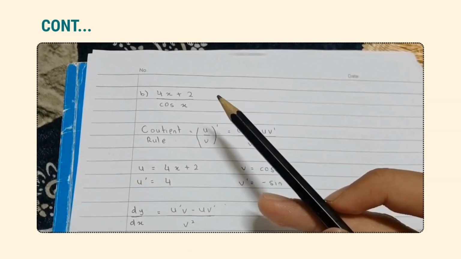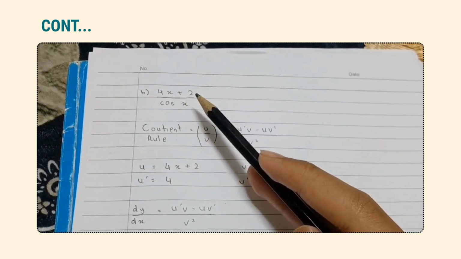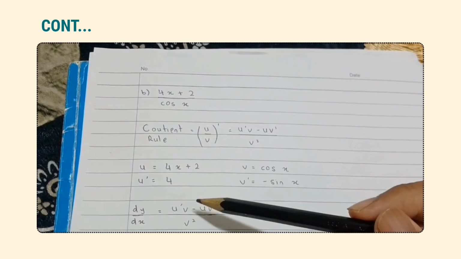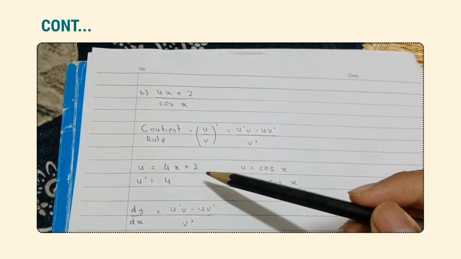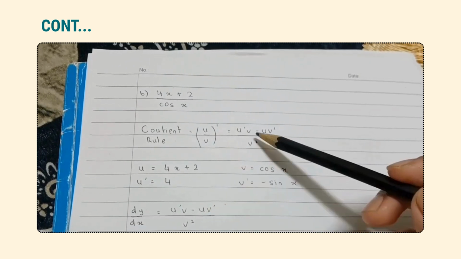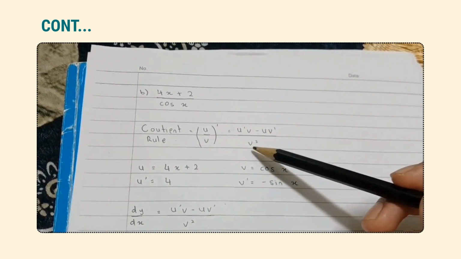Now let's move on to the second function. The function is 4x plus 2 over cos x. For this problem, we will use the quotient rule. The quotient rule states the derivative of u over v equals u prime v minus u v prime over v squared.